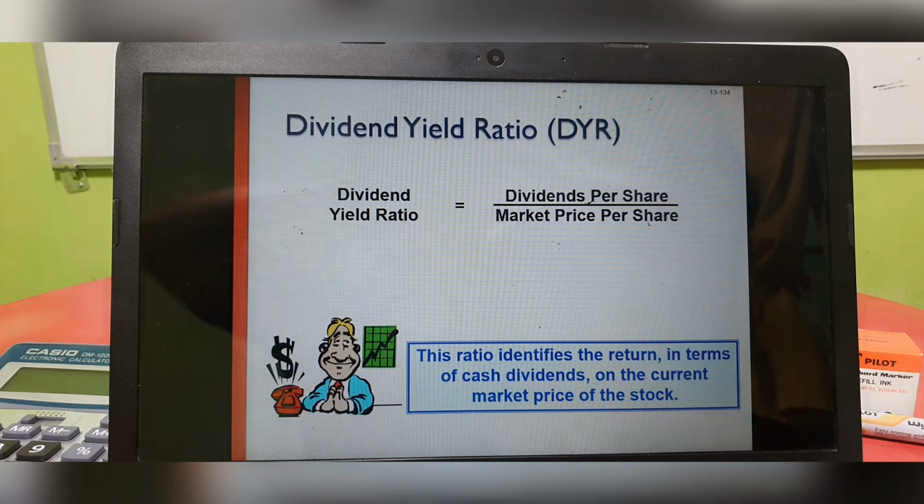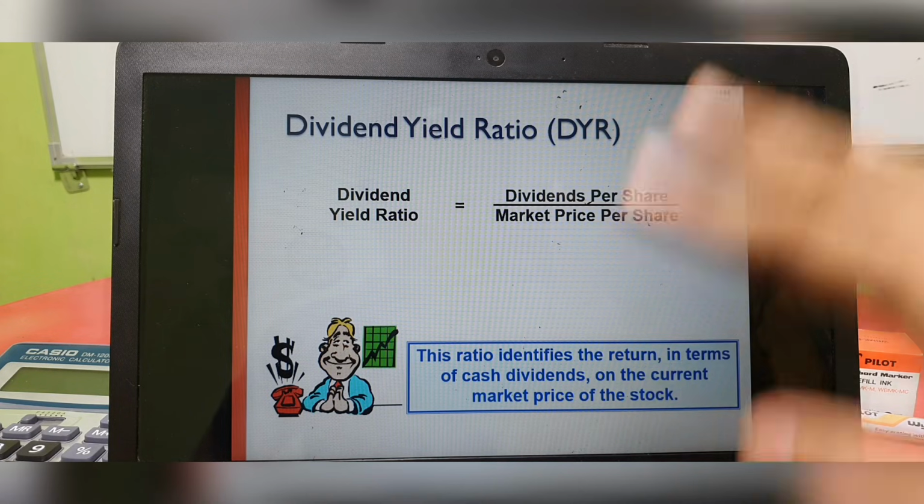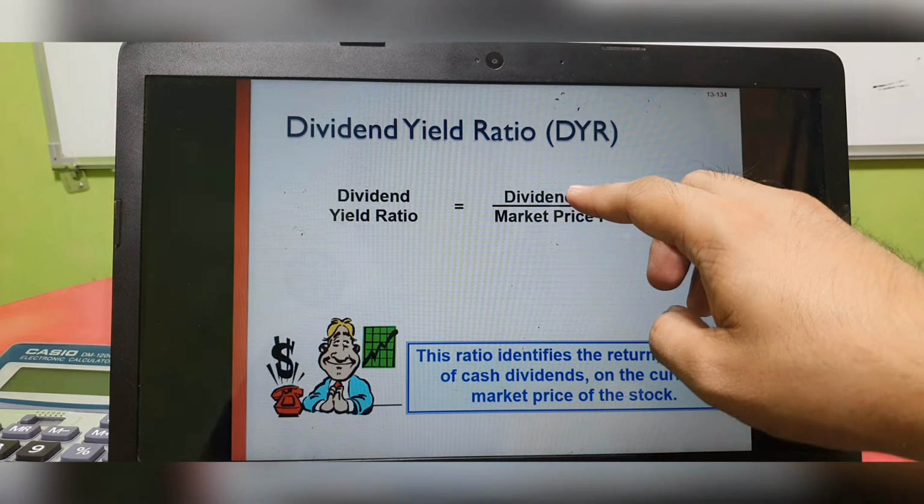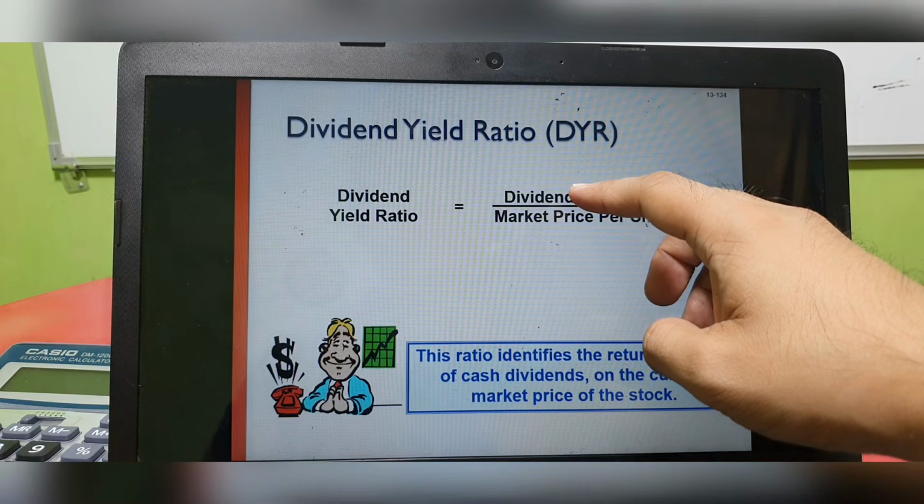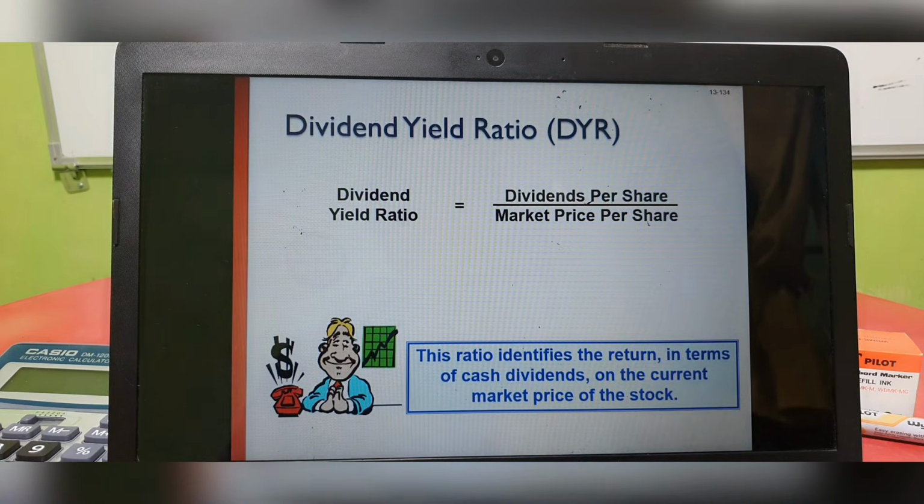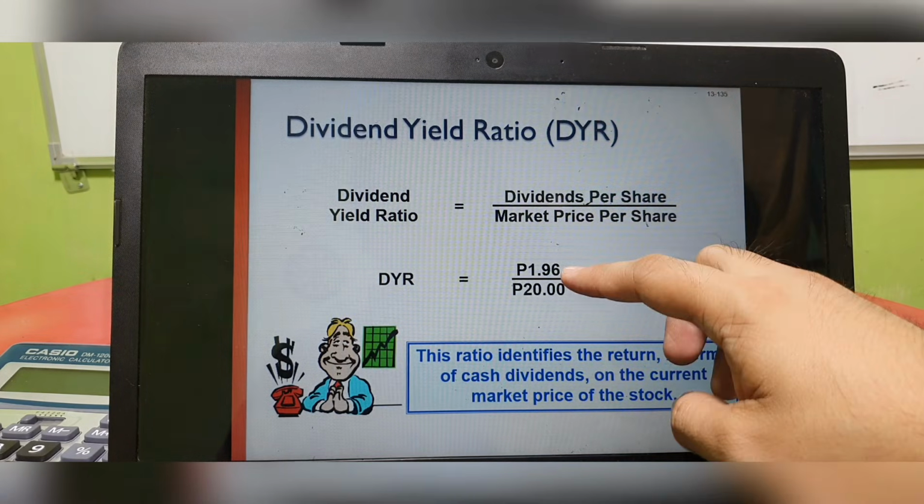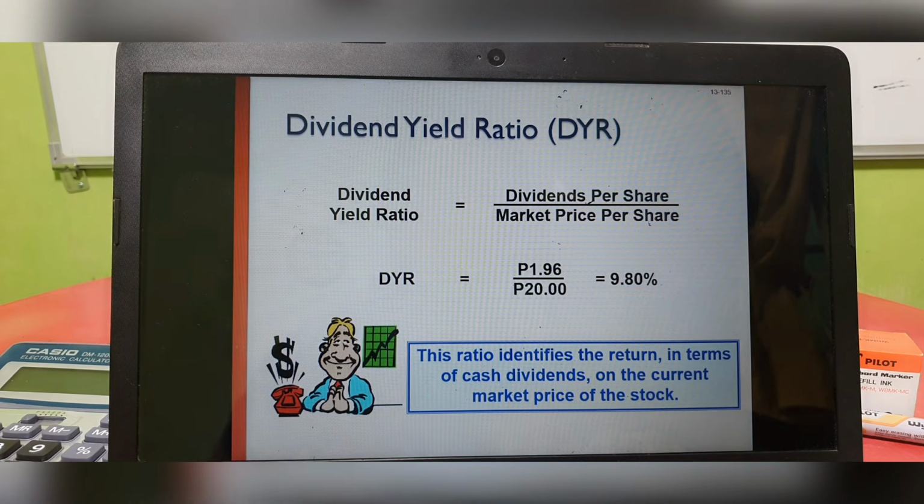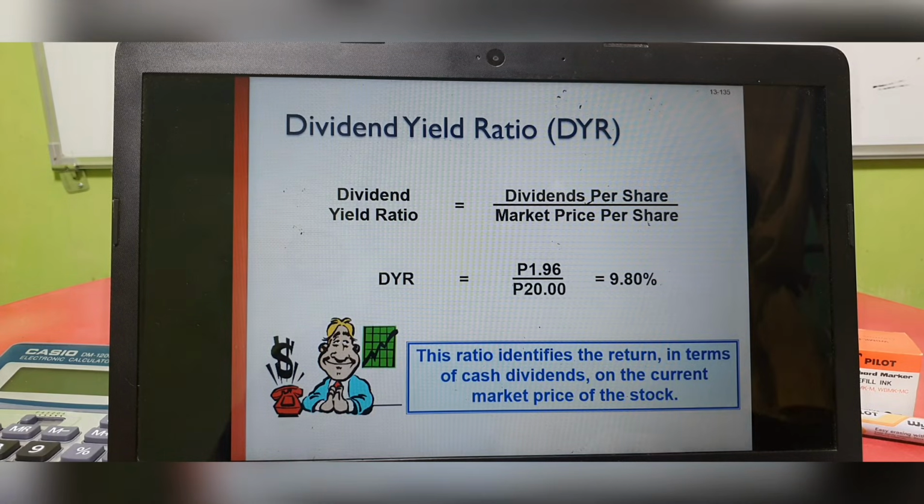Now, the last ratio na isasama sa discussion would be dividend yield. Pag sinabi natin yield, this ratio identifies the return. Ang return na tinutukoy natin is actually not the earnings. Kasi yung earnings na yan, tulad ng kanina, hindi naman lahat dinidistribute. Ang talagang na-return lang sa atin ay yung dividends. Bakit pinag-usapang return? Meron ka kasing investment. That is your market price per share. So, dividends per share na 1.96 kanina over 20 pesos na market price per share. Ibig sabihin, we are yielding 9.8%. Okay? That is our dividend yield ratio.